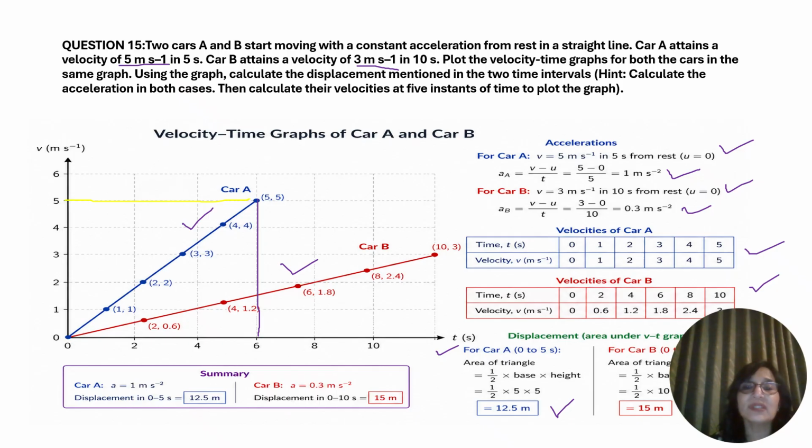For car B also, again I draw it, again the right angle triangle, half into base into height. So you take height, which is 3, so half into 10 into 3, and then you calculate, you will get the answer for car B.